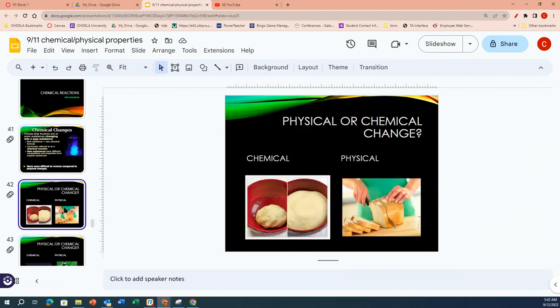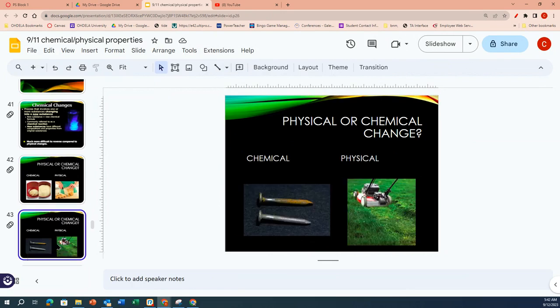All right, so physical or chemical change. If you're making bread dough and you have yeast, it rises. Okay, so that's because of a chemical reaction, and that creates a gas. Physical change, bread, if you're cutting it, hasn't changed it any. Now, if you toast it, it's a different story. Toasting it will make it a chemical change. We're adding heat to it.